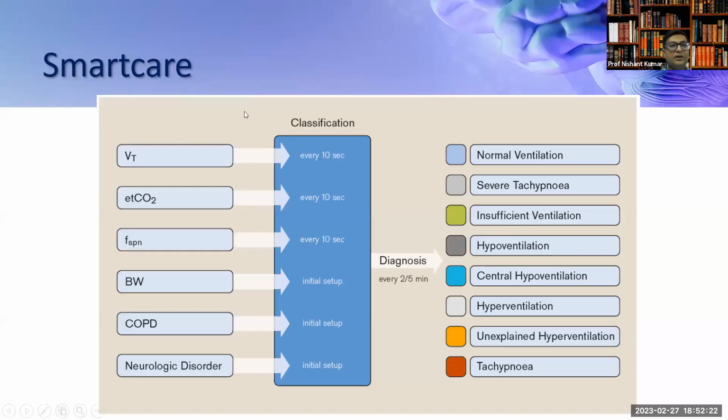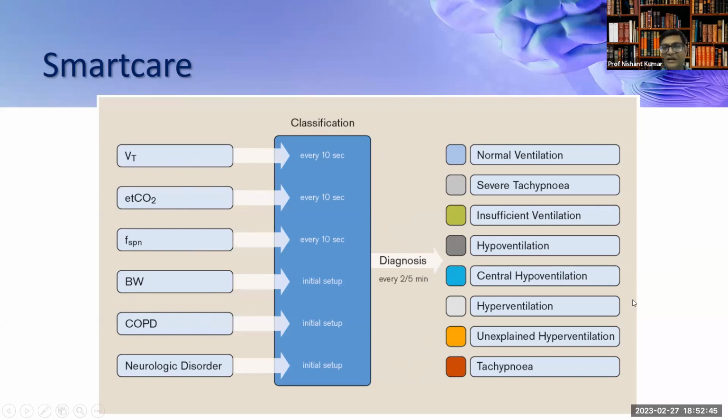So basically what it does is it estimates the tidal volume every 10 seconds, ATCO2 every 10 seconds, spontaneous rate every 10 seconds, body weight we have fed in initially, COPD, if the patient is COPD or has a neurological disorder, then again that has to be fed initially, and every 2 to 5 minutes.